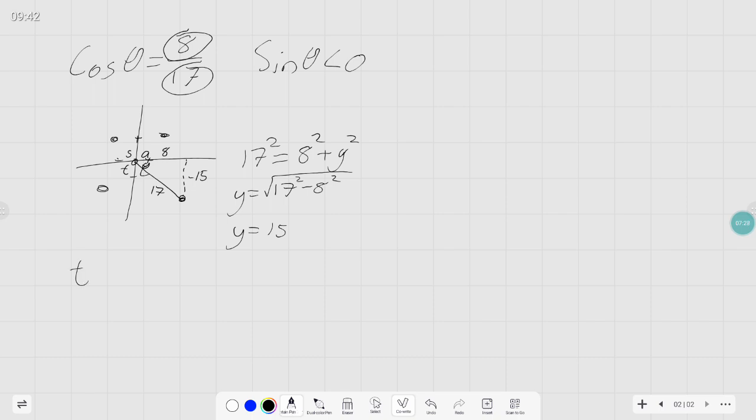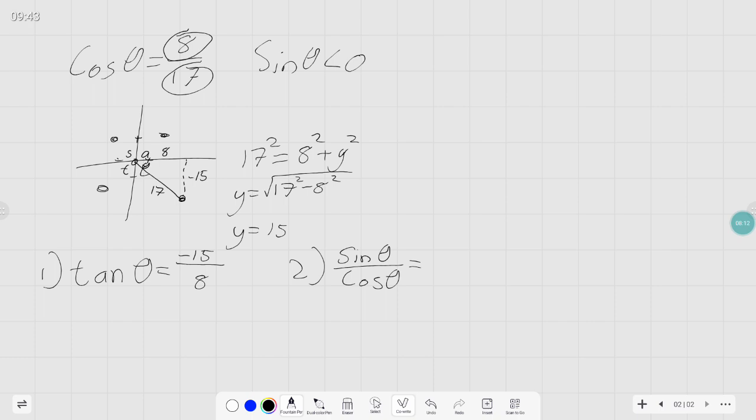Now we're going to start with tan of theta. And we're going to be discovering a few things in this question as well. Now, what is tan of theta? It is opposite over adjacent. So in reality here, opposite is negative 15 over adjacent, which is 8. So let's call this question 1. Now let's start looking at question 2. What is sine of theta over cos of theta? What's sine of theta?